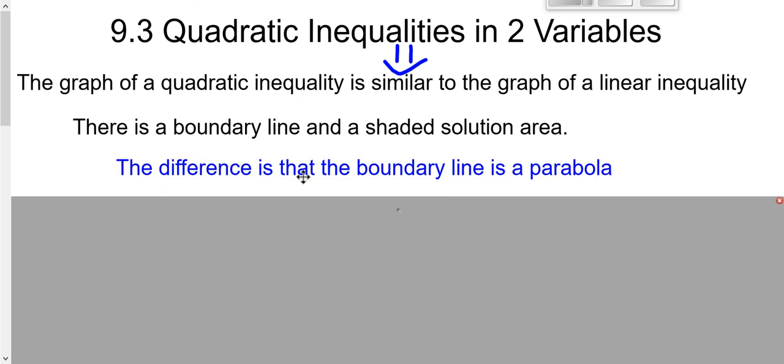The difference is that the boundary line is a parabola. Literally it's the same thing, except in the first lesson on inequalities we were dealing with inequalities for a linear function, a straight line. Here we are doing the same thing, except we are dealing with a parabola instead.